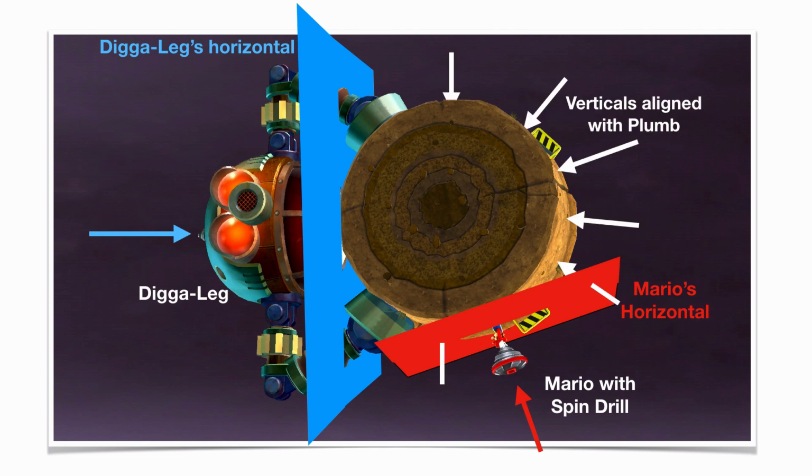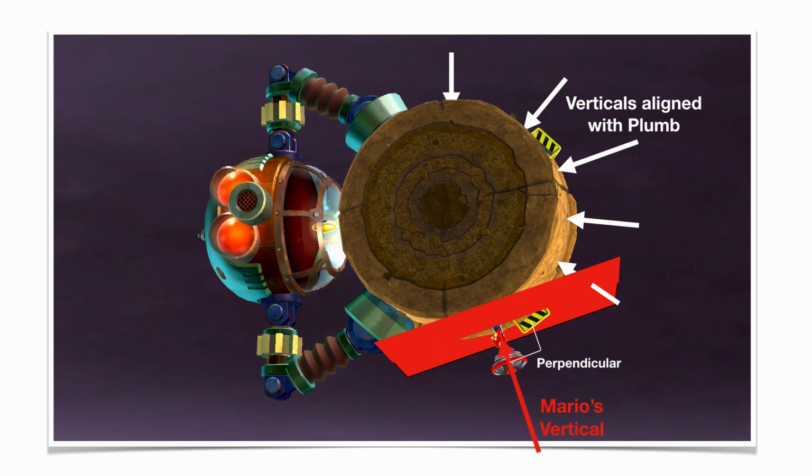What about verticals elsewhere around the dirt planet? They're all aligned with plumb by definition. Let's clean up the diagram a little bit. Mario's horizontal and vertical are in fact perpendicular, but constructing other perpendiculars to Mario's horizontal do not make verticals, since most of the places on Mario's horizontal are not aligned with plumb. To review, horizontal is perpendicular to vertical, but all lines perpendicular to horizontal aren't necessarily vertical.